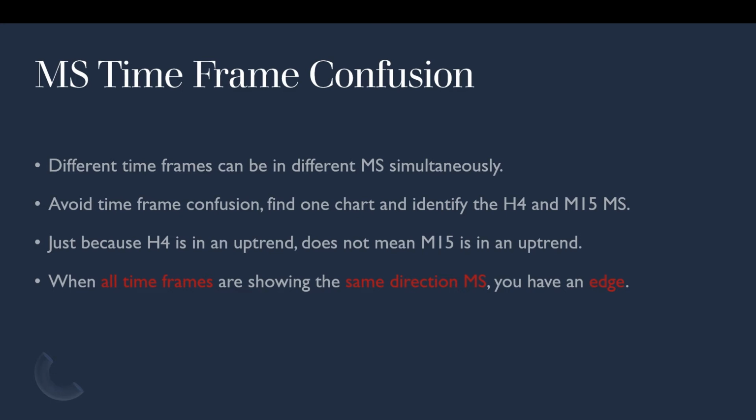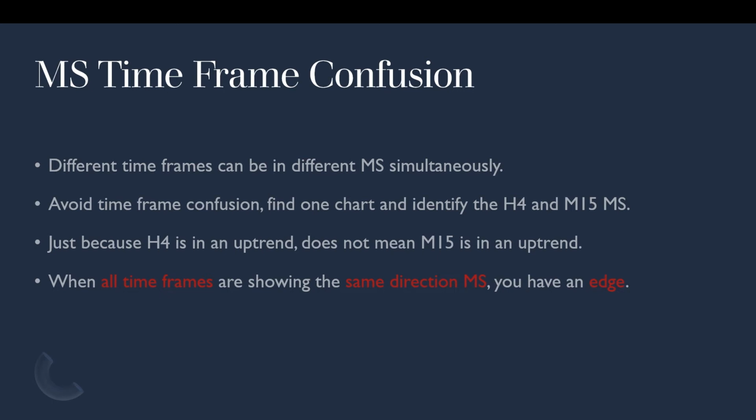Find a chart, identify what trend the H4, which stands for 4-hour time frame, is in. Identify the market structure of the 4-hour time frame, and then within that trend that you found, identify all the points where the 15-minute market structure was changing trends. So the 15-minute market structure can be in a downtrend while the 4-hour is in an uptrend. And that's how time frame confusion can begin.